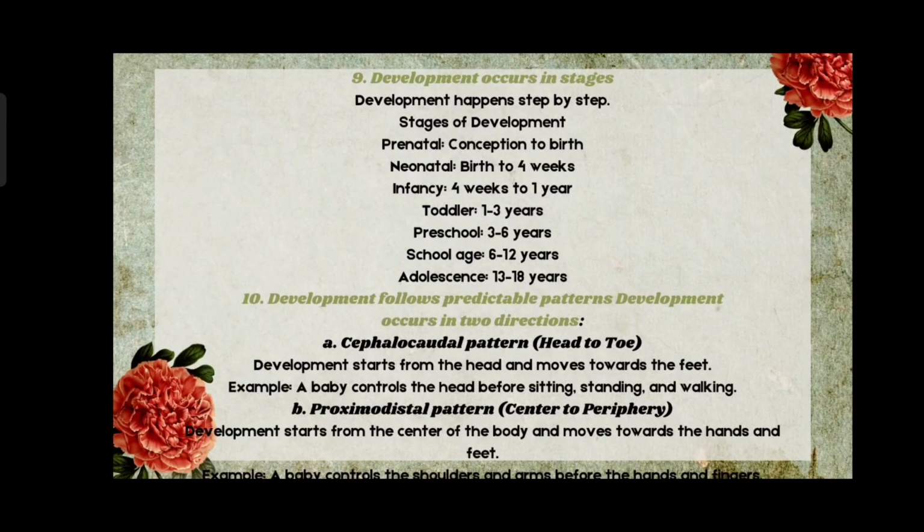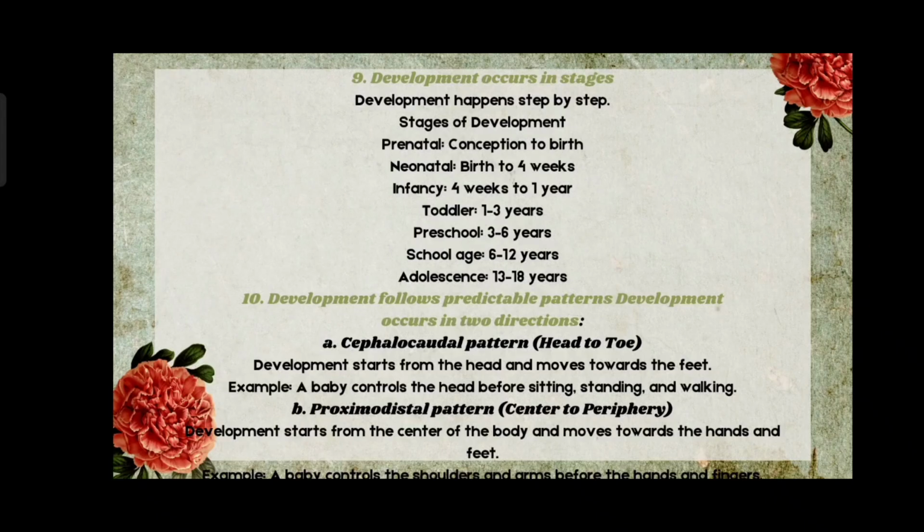Then the ninth one is development occurs in stages. We all know about the stages of development. They say that development occurs stage-wise only. The prenatal stage is from conception to birth. Neonatal is from birth to 4 weeks after birth. Infancy is 4 weeks to 1 year. Toddler is 1 to 3 years. Preschool is 3 to 6 years. School age is 6 to 12 years. And adolescent is from 13 to 18 years.